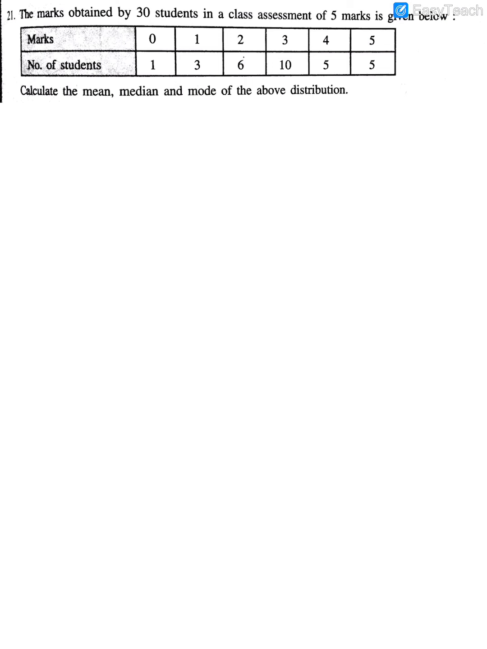Okay. And guys, the last one: the marks obtained by 30 students in a class assessment of 5 marks is given below. So this is your X, that's your F. I think you can find out the mode easily, right? Directly you can find out the mode. What's the mode? The mode is the one with the highest frequency. What's the highest frequency? 10. But what would be that marks? 3. That's the mode marks, 3 marks.